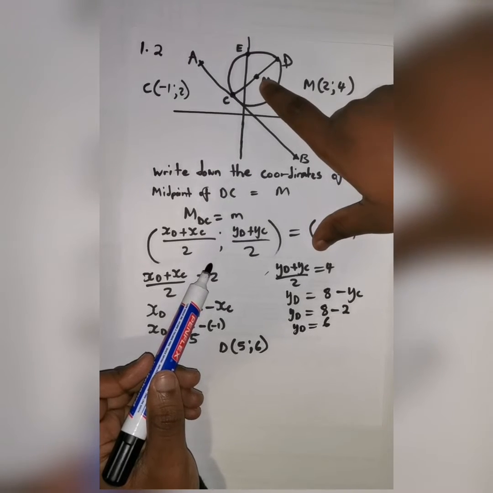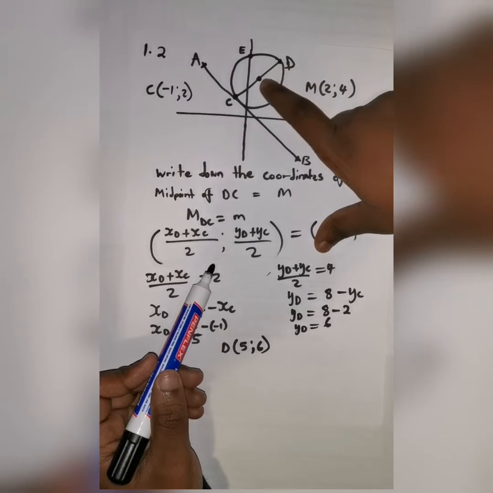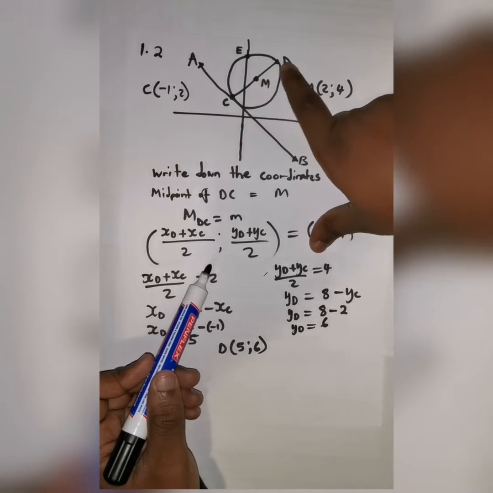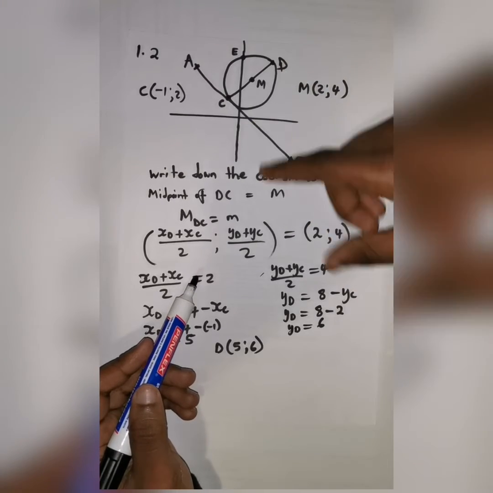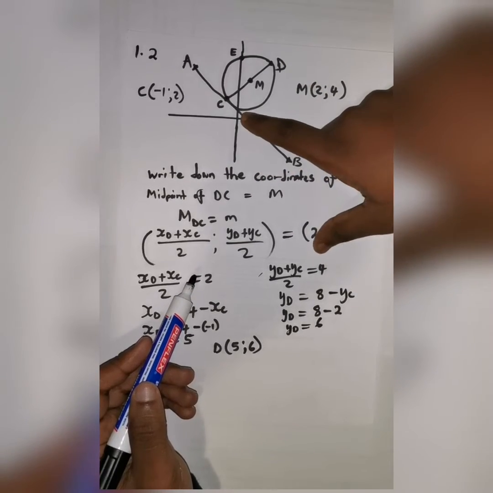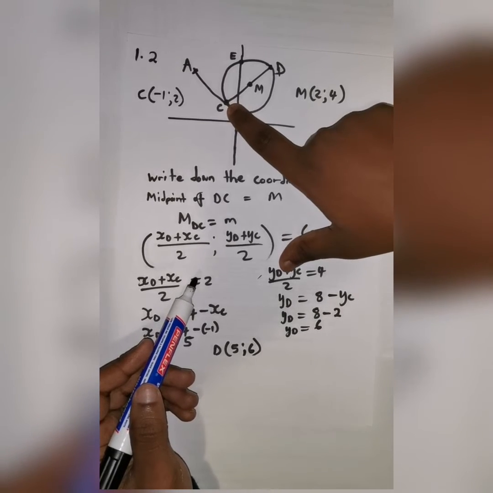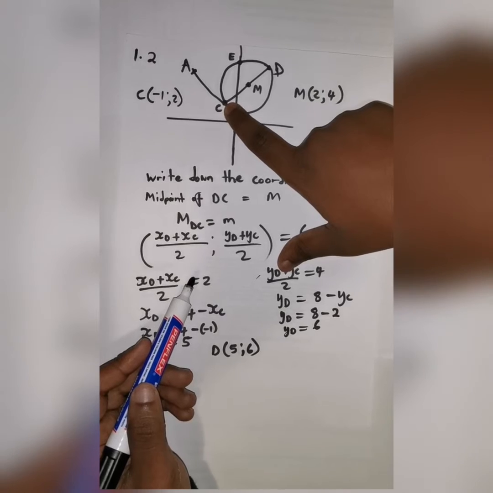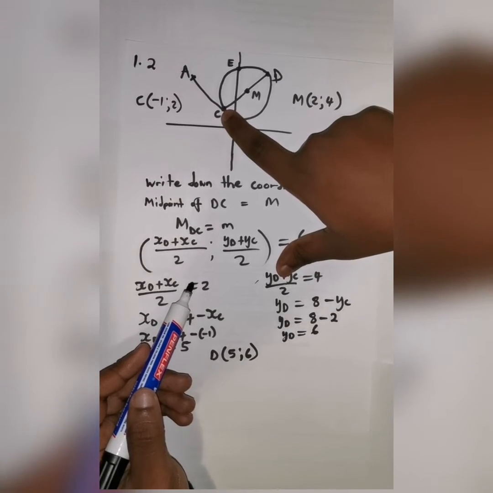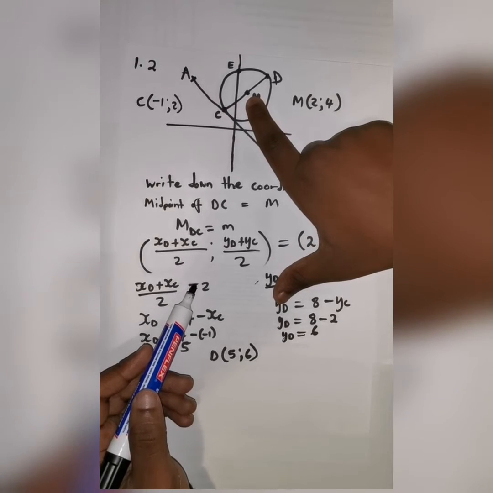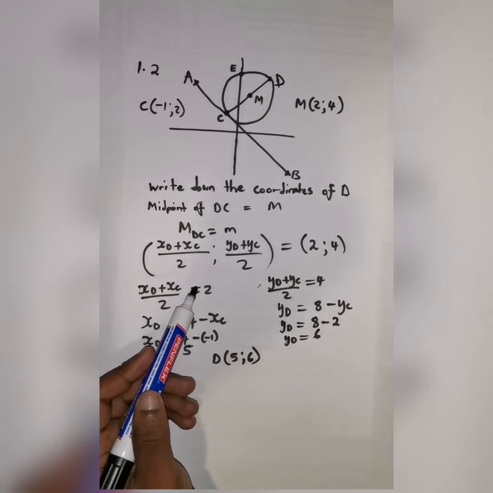In the same way, to move from M to D, it's 3 units. So moving from 2 by 3 units makes it 5. Then you apply the same reasoning to get the y coordinate. The y coordinate at C is 2, and to move from 2 to the y coordinate of M, which is 4, you move up by 2 units.